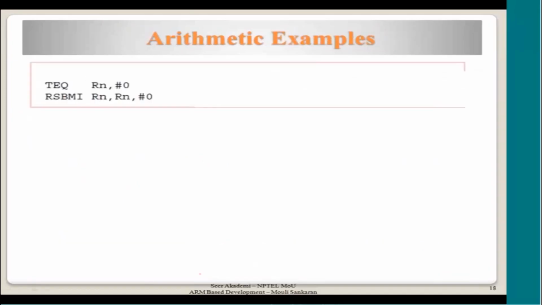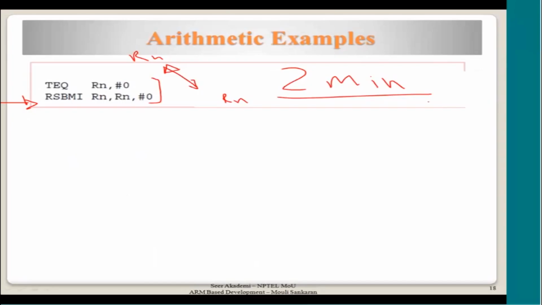One more example. Again, you can take a 2 minute break. I want you to tell me what is happening here. Assume there is some value in Rn. I want to know after this RSBMI what will be the value of Rn. What is the relationship between the value in Rn before and after the execution of these two instructions? That is the question. 2 minutes break.